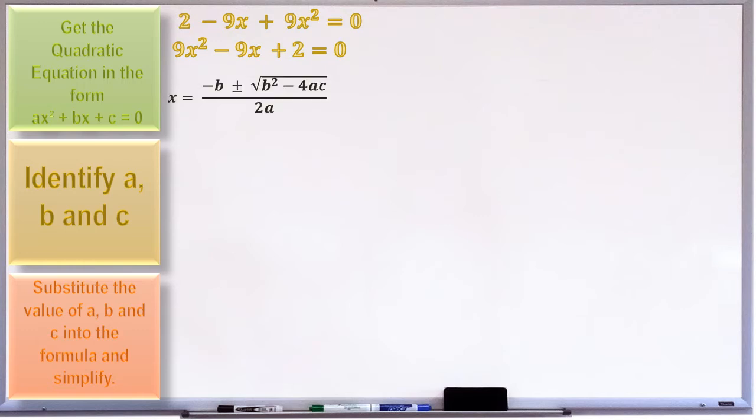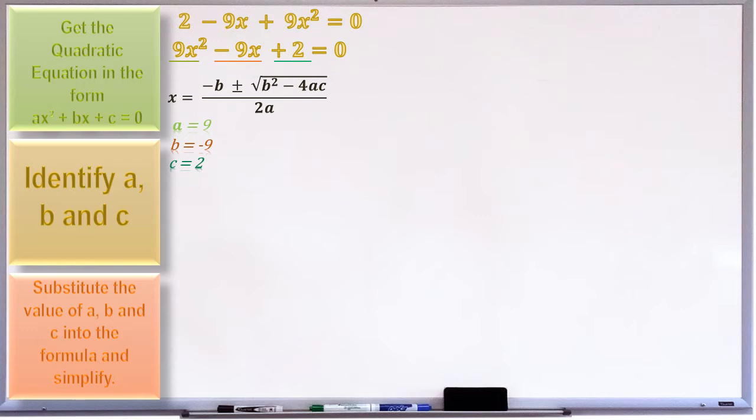Remember, the formula in quadratic equation we have x is equal to negative b plus and minus the square root of b squared minus 4ac all over 2a. Step 2, identify a, b, and c. Since our first term is 9x squared, therefore a is equal to 9. Next, the second term is negative 9x, therefore b is equal to negative 9. Next, c is equal to 2.